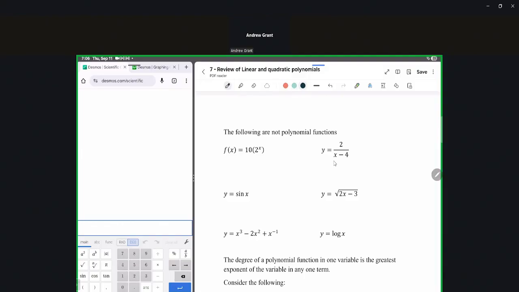Some of these you've already seen. f of x equals 10 times 2 to the power of x. We spent some time studying equations that look like this. This one was called an exponential. And the reason why it's exponential is because the variable is an exponent.